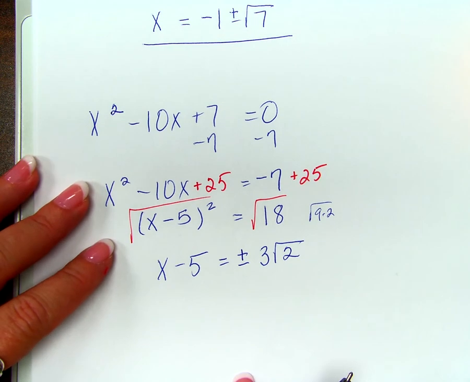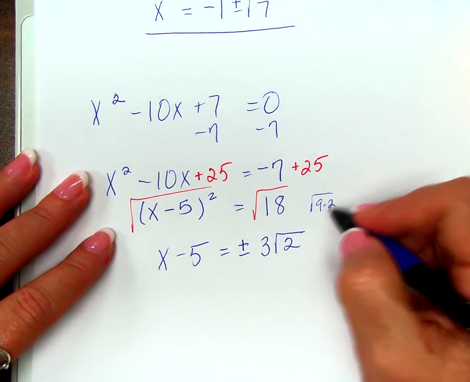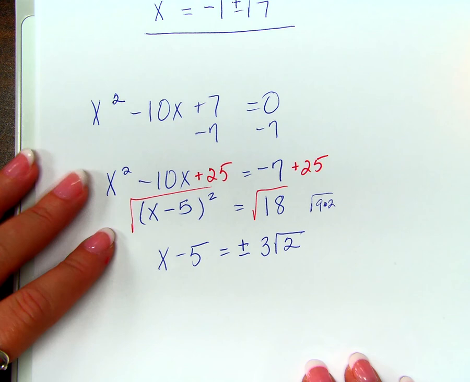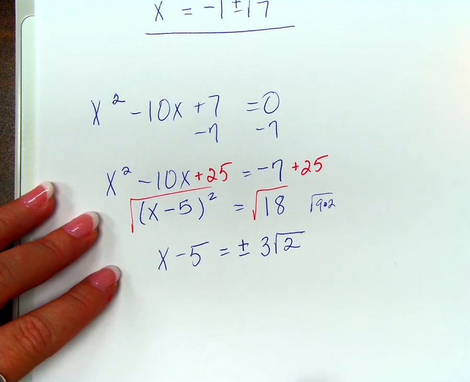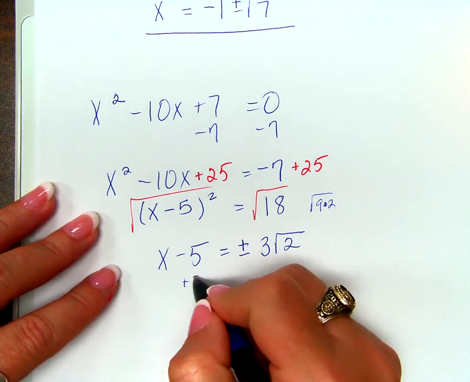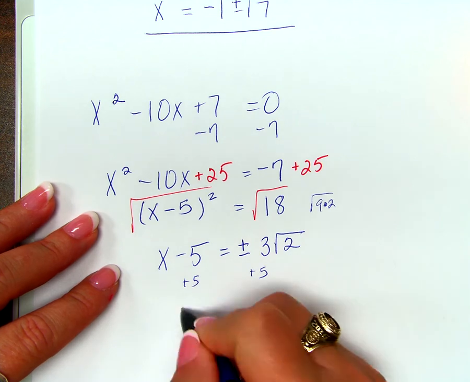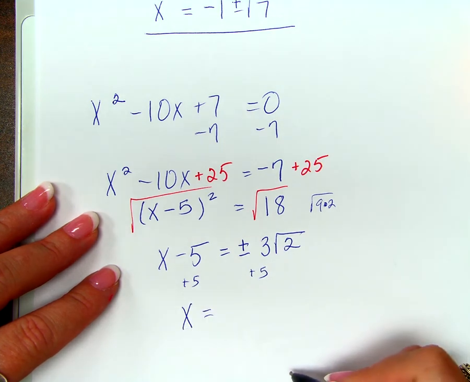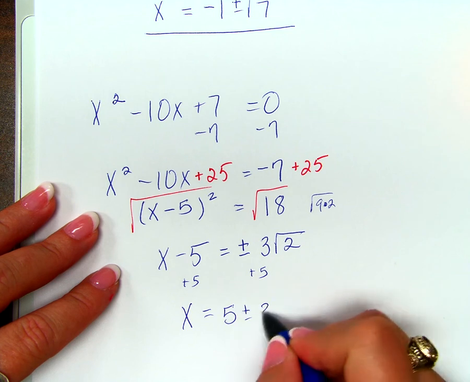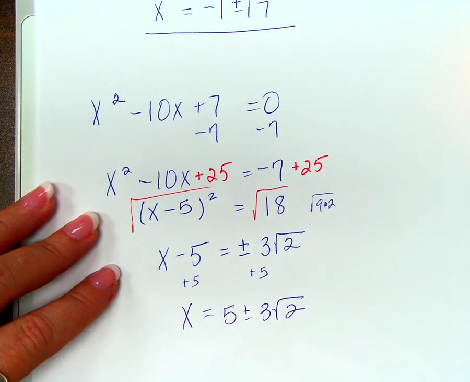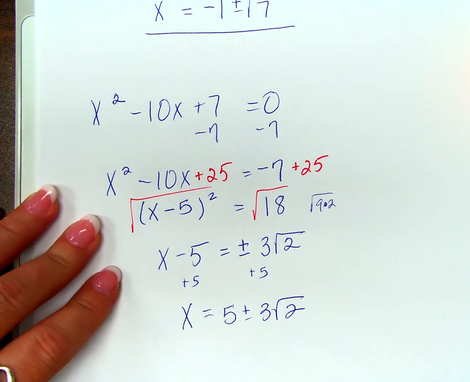I was about to say minus. Oh no, I thought you said minus, so I got confused. Is that better? Okay. Now what? Minus 5, or plus 5. Plus 5. X equals? So is it 5 plus or minus 3 square root of 2? Yep. Very good.